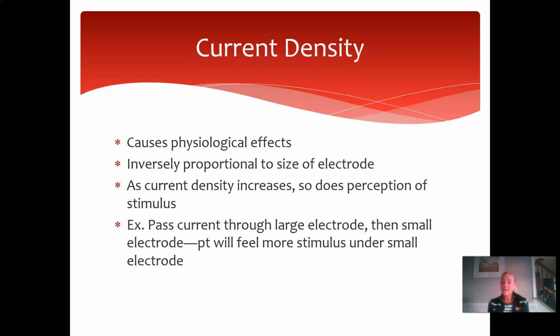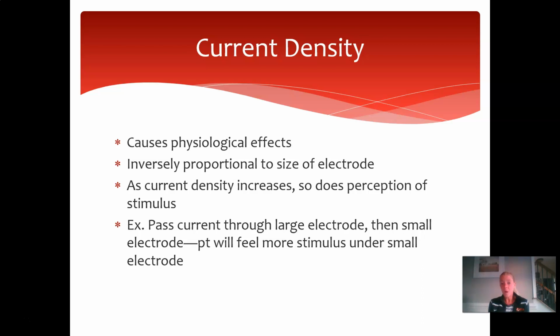Current density can cause some physiologic effects underneath the skin. Current density is inversely proportional to the size of the electrode. So what that means is that the bigger the electrode, the more the electricity, or the more the current is going to be spread out. And so the person is going to perceive the stimulus less under a larger electrode.